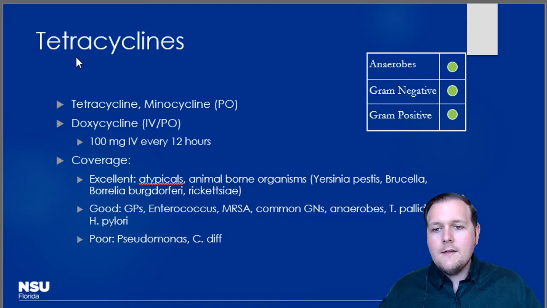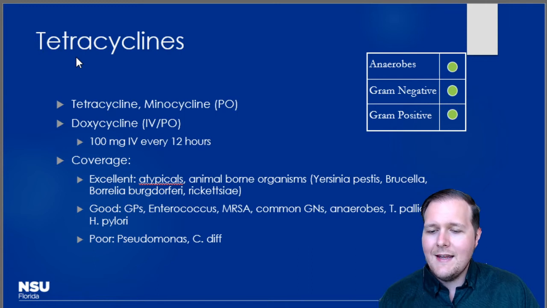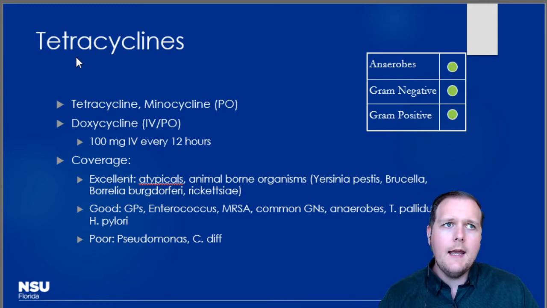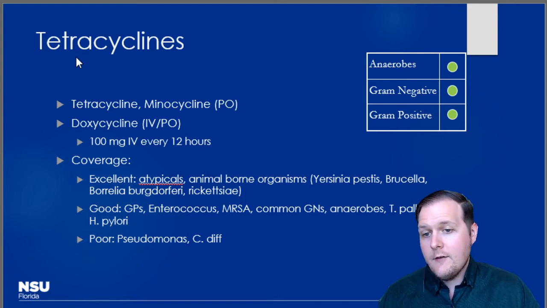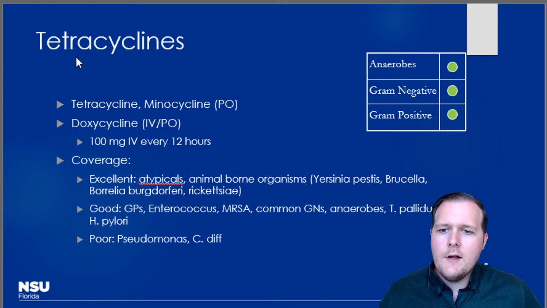Anyway, what does this cover? Well, it has really good coverage against atypical bacteria. Like we saw previously with chlamydia and mycoplasma, it's going to cover that stuff. It also is pretty good at covering a lot of animal-borne organisms, right? So if you ever have Yersinia pestis, what is that? Well, that's the bubonic plague. If you ever run into things like Borrelia, Rickettsia, or Brucella, all those different animal-borne organisms are going to be treated with probably a tetracycline. So, good coverage for that.